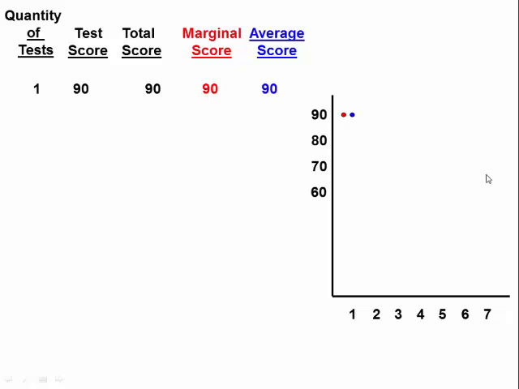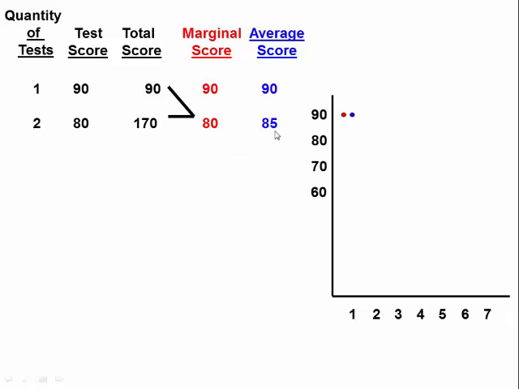Let's say your second test score, as economics gets a little harder, you get an 80 on it for a total of what? 170. Because it's 90 plus 80 gives you 170, pretty easy. What is your marginal score then? Don't forget, your marginal score is the change in total divided by the change in output. Since the output is always going to be the next test, that's always going to be 1. It would be the change in your total score. That then is 80. And then your average is 85. It's 170 divided by 2 is 85.